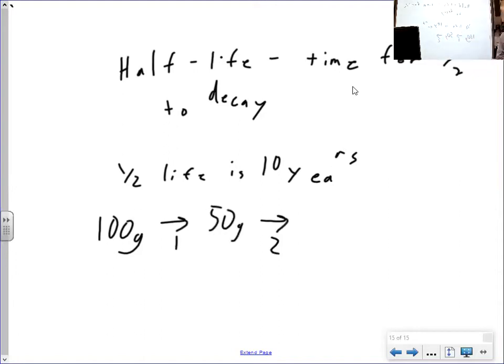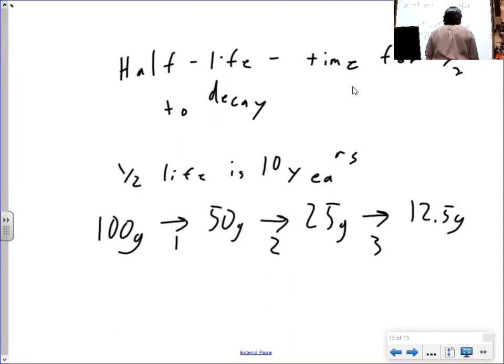What about 20 years? 25. Everybody cool? So instead of losing 50, you lose another half. You have 25 grams. And in another 10 years, 30 years, you'd have half of 25, which is 12.5. Okay? And you just keep losing half over and over again. Half-life is a pretty easy thing to understand. It's just a matter of taking your total years, dividing it by how many half-lives you have, and then dividing by 2 each time. I'll do another example of that before we leave today, but I just wanted to real quick throw that one out there. Questions?